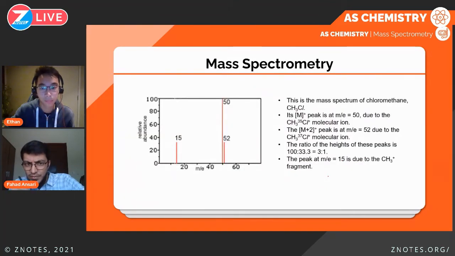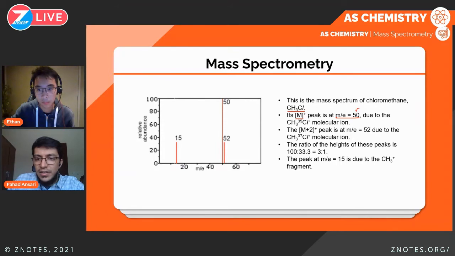For example, here we have chloromethane, CH3Cl. The M peak here is at a mass to charge ratio of 50. This is calculated by adding up the carbon and the three hydrogens, so 12 plus 3 plus 35. Normally, when you use the Ar of chlorine, it's 35.5, but here you need to choose between the two isotopes.